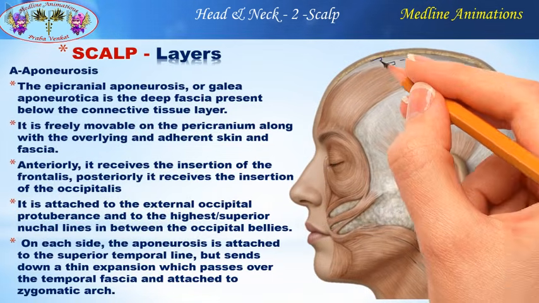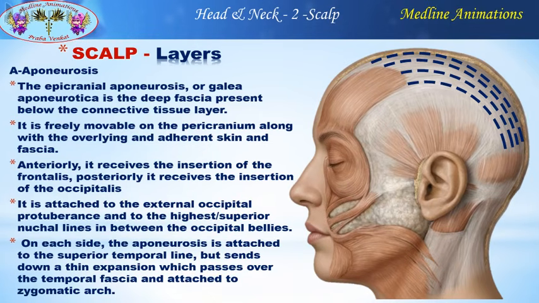The third layer is A, aponeurosis. It is otherwise called the epicranial aponeurosis or galea aponeurotica, and is the deep fascia present below the connective tissue layer. It is freely movable on the pericranium along with the overlying and adherent skin and fascia.